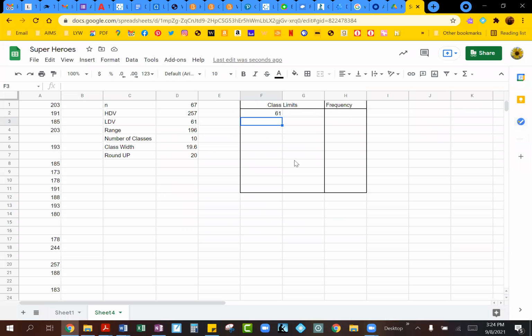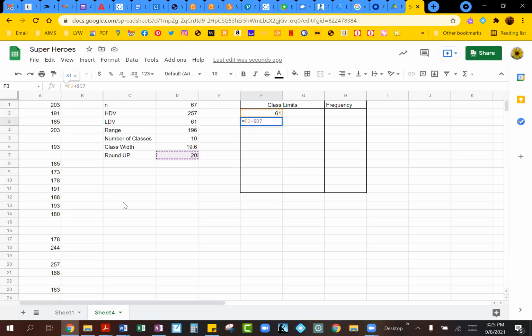So since our class width came out to be 20, it should be the difference of 20 from this class to the next one over here. So what you can do is, use that 61 as your starting point, and then just add that difference of 20 as your class width. So this should bring you up to 81. So this 20 is going to stay the same. This 20 is not going to change.